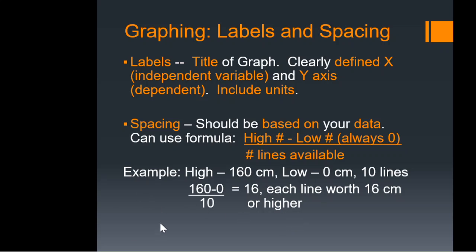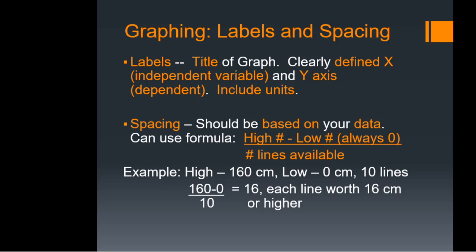So here's my example. My high number is 160 centimeters. Say my tallest child is 160 centimeters. My low is 0. I'll set that at 0, and I have 10 lines. So I would take 160 minus 0 and divide it by 10, which would tell me it would be 16, which means each line is worth 16 centimeters higher. So the first one would be 0, and then I would go to 16 and then 32.